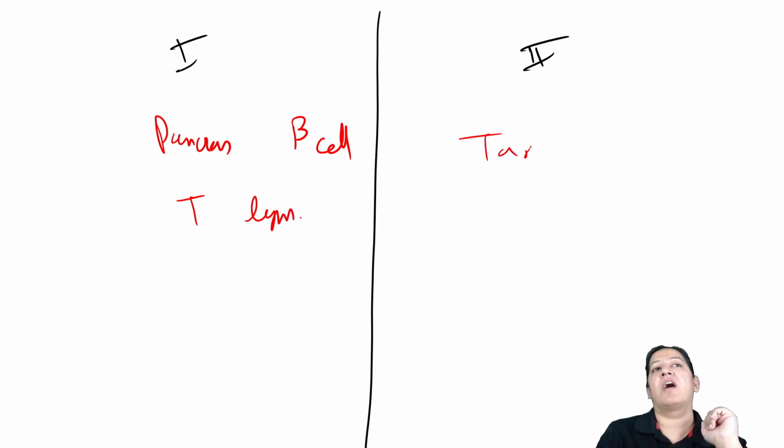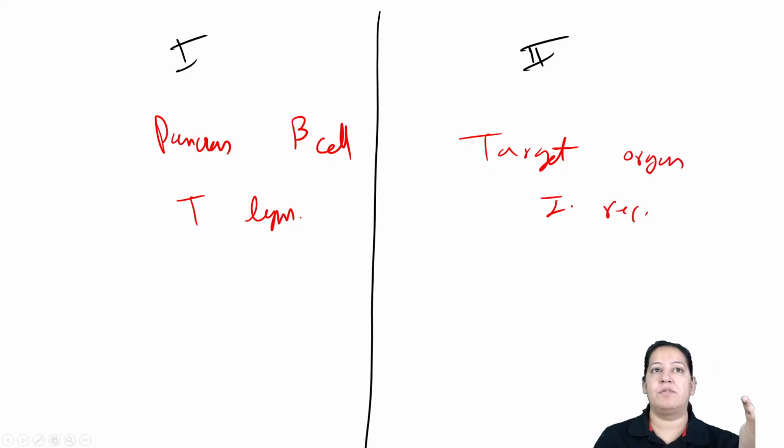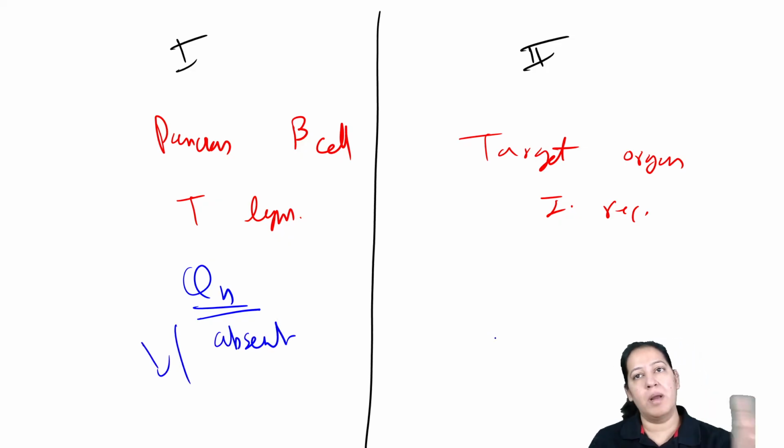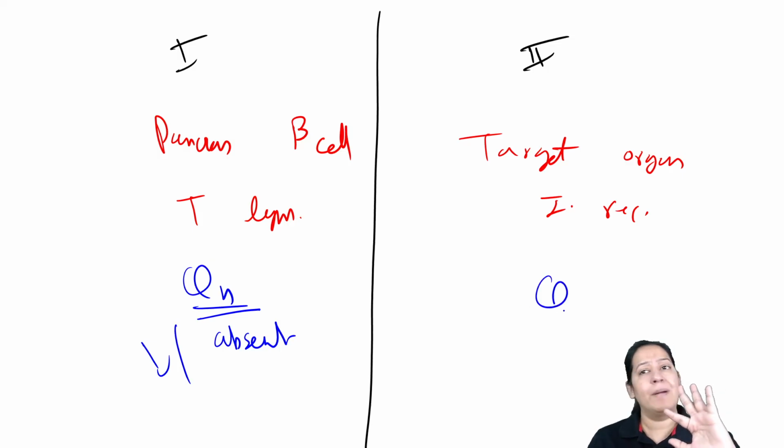In type 2, the problem is with the target organ. Pancreas is normal. The insulin receptor on the target organ is non-responsive, right? So in type 1 there is a quantitative defect of insulin. Insulin is less or absent. In type 2, insulin is normal or more or less, anything can happen, but it is non-functional. Insulin is non-functional, so it is known as qualitative defect.